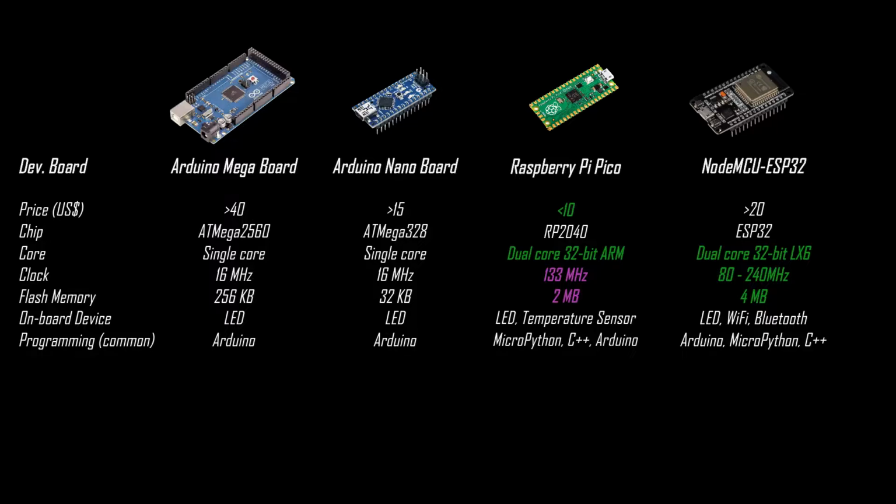By far, Raspberry Pi Pico board has a quite good bargaining position among the others. It is the cheapest with excellent performance. The RP2040 chip that is powering this board is a dual-core ARM Cortex chip. It has 133 MHz computational clock. It also has 2 MB of flash memory where you can store your programs. Additionally, the board has also an LED as well as temperature sensors. This board can be programmed using MicroPython, C++, as well as Arduino.